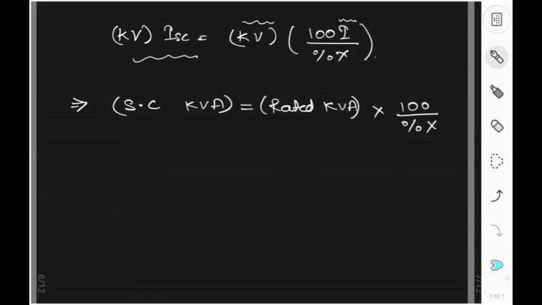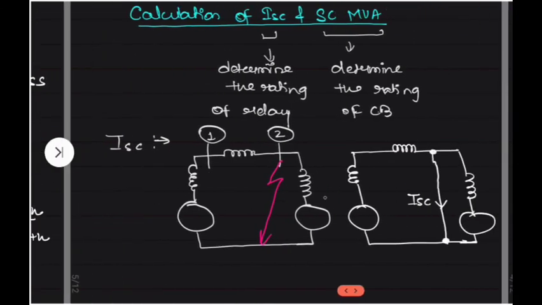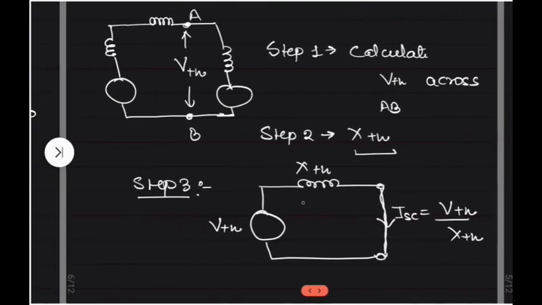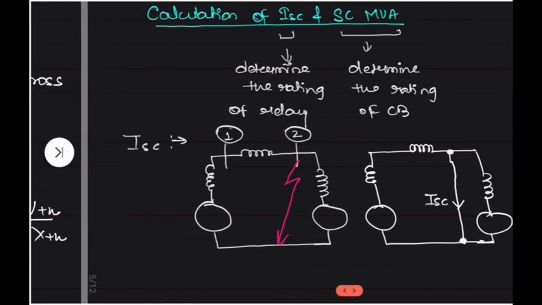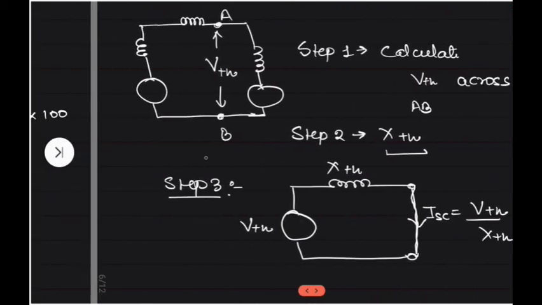Okay, so like this we can find the short circuit kVA rating. And to find short circuit current you need to go through this process. First you need to transform your single line diagram into a reactance diagram, then you need to find the point at which the fault is occurring. You need to remove that fault path, and you need to apply Thevenin theorem there.